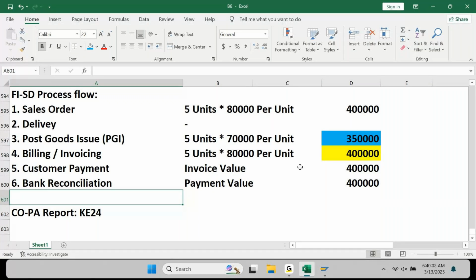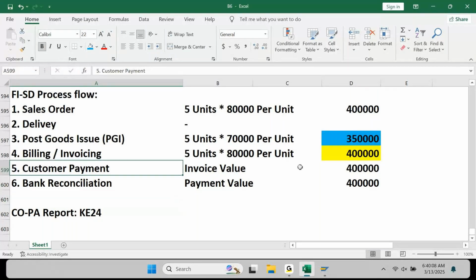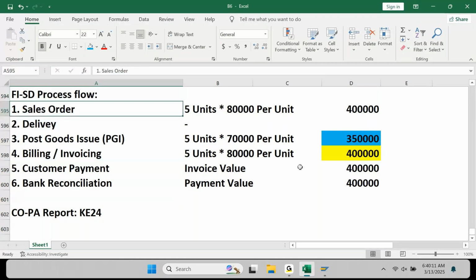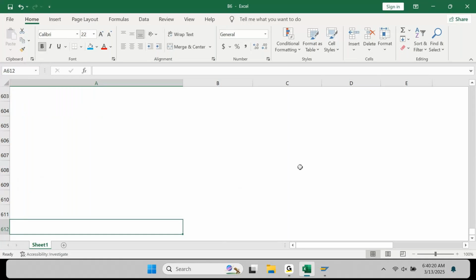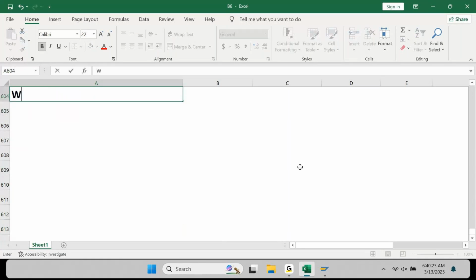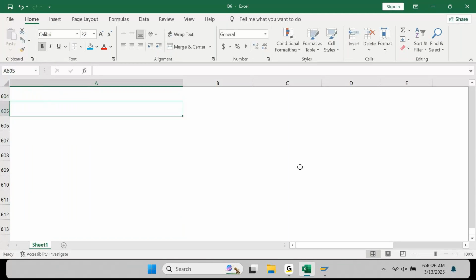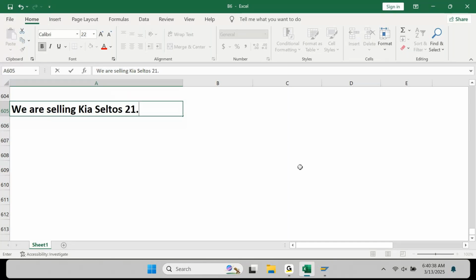Now let us see how this sale is created. To perform the sales cycle, sales order is the base. Now you are selling a product. Let's say our company code is selling a Kia Seltos, a 1.5 liter petrol car. Possible?